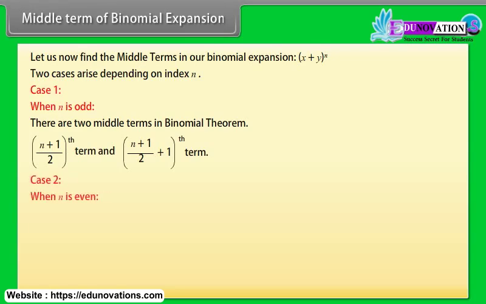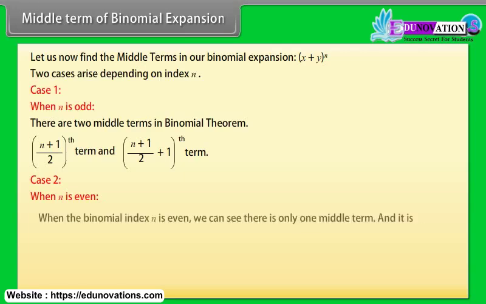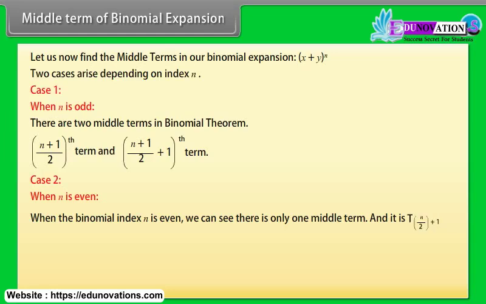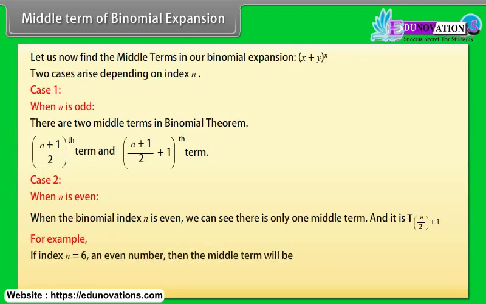Case 2: when n is even. When the binomial index n is even, there is only one middle term, and it is T(n/2 + 1). For example, if index n is equal to 6, an even number, then the middle term will be T(n/2 + 1) equals T(6/2 + 1) equals T4.